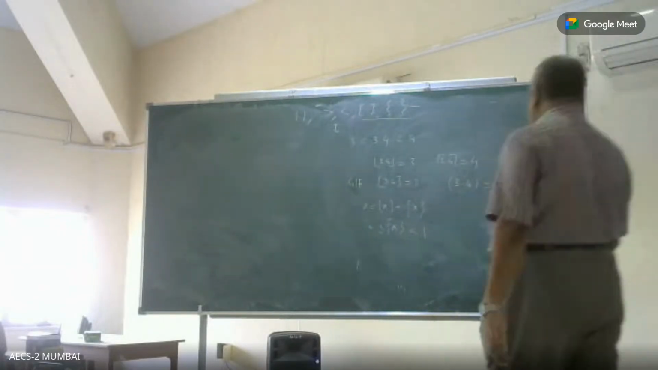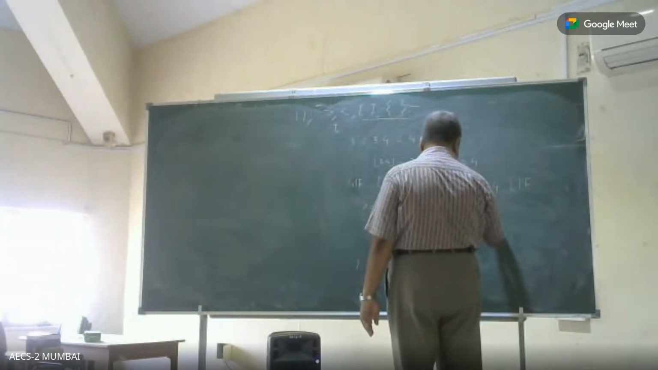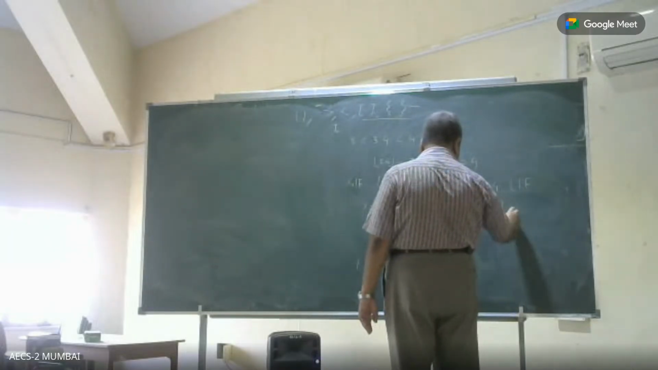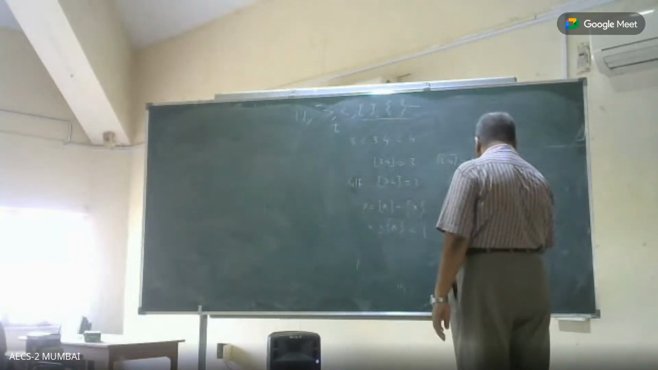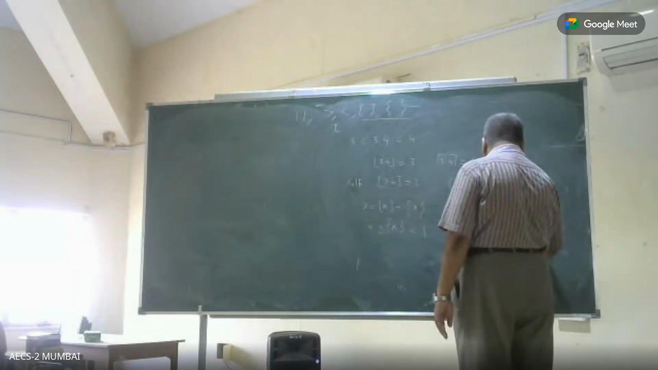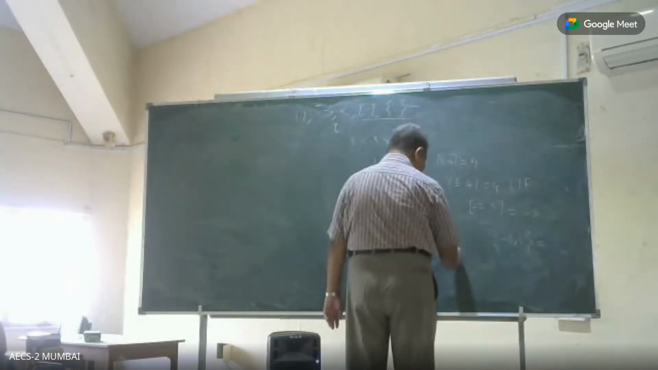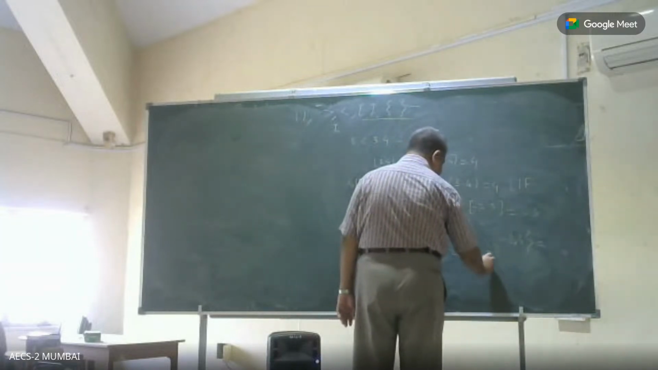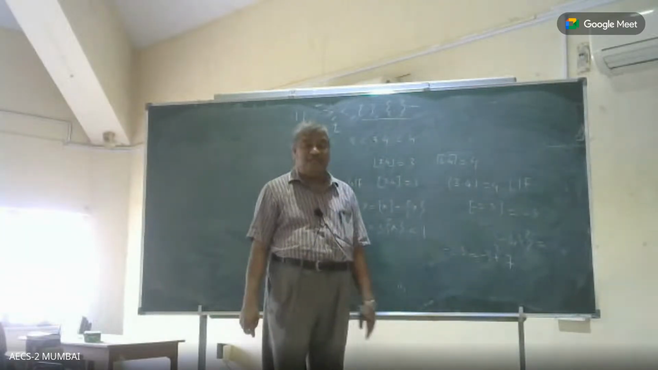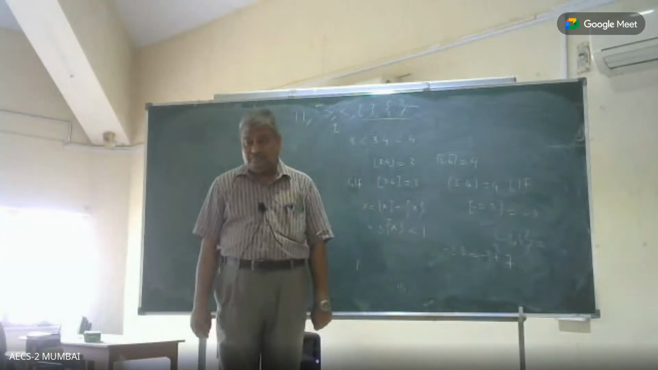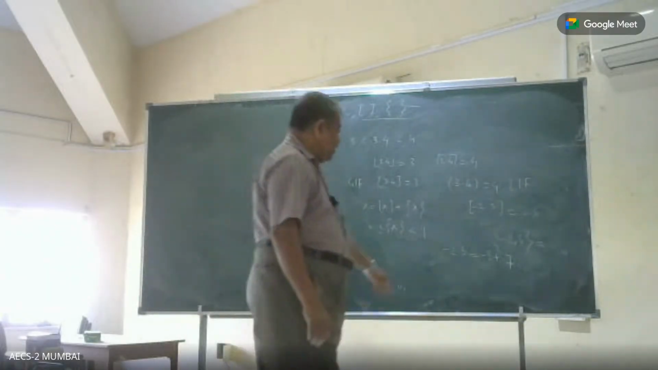What will be the greatest integer part of minus 2.3? Minus 3. Minus 3. And what will be the fractional part of minus 2.3? Hmm? No. Minus 2.3 is minus 3 plus 0.7, because the fractional part cannot be negative. So what is the fractional part of this?